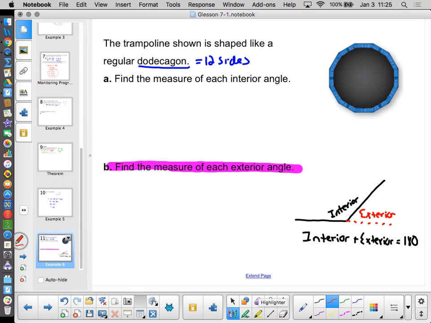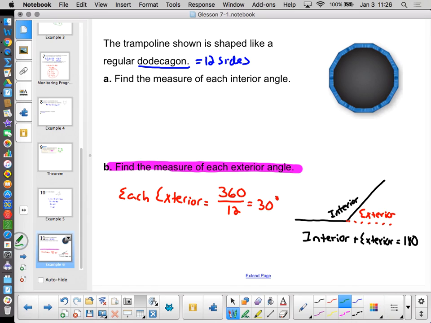So, if I know the exterior, finding the interior is very quick because they have to add up to 180. They're supplementary. So what I'm going to simply do is say, all right, it's 12 sides. The measure of each exterior is the sum of all of them, which must be 360, divided by the number of sides, in this case 12. And 360 divided by 12 is 30 degrees. So each exterior angle is 30 degrees.